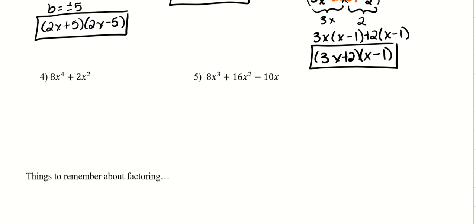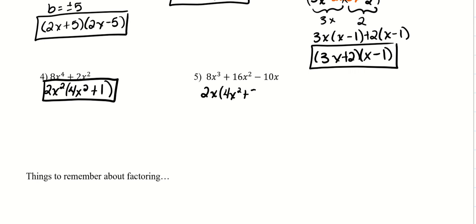Number 4, I can factor out of 8 and 2, I can factor out of 2, x to the 4th and x squared, I can factor out an x squared. I have 4x squared plus 1. Since 4x squared plus 1 is the sum of squares, I can't factor it further, so this would be my solution, or my factors. Out of 8, 16, and 10, I can factor out a 2. X cubed, x, and x, I can factor out a 2x, or just an x. So I'm left with 4x squared plus 8x minus 5.